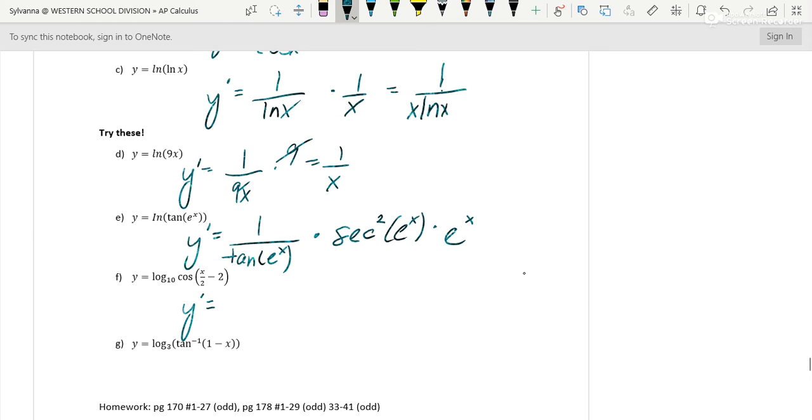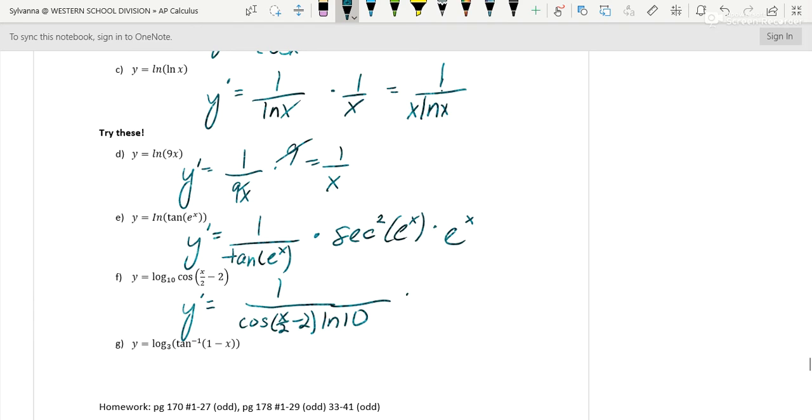Our next one here, we'll have to take the derivative of the outside function, which is log. So that would be 1 over whatever we see in the bracket times ln of your base. So I'm going to write whatever I see in the bracket, which is cos of x over 2 minus 2. And then we'll do ln of our base, so that's ln 10.